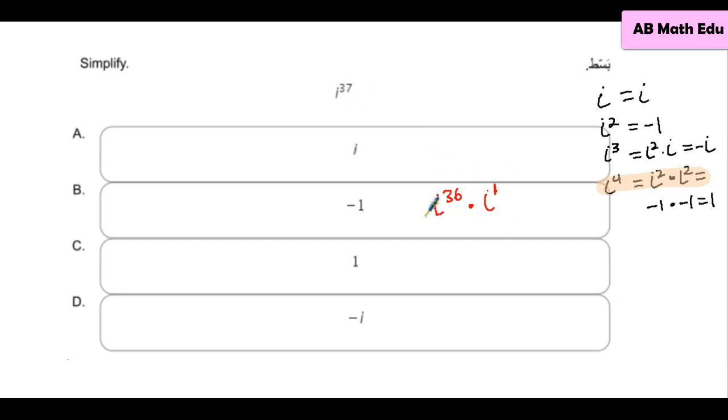This one is a set of 4s, and that always equals 1. So that means i to the power 36 is equal to 1. So it's just 1 times i, and 1 times i is i. So that is telling us that the answer is A.